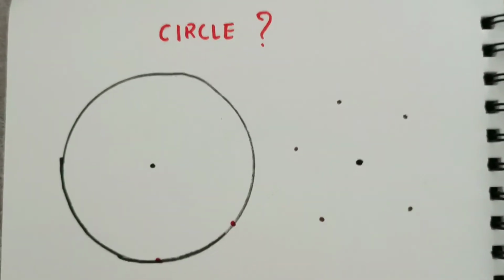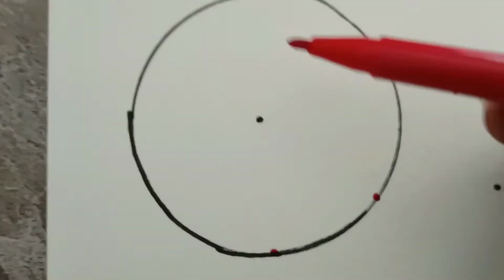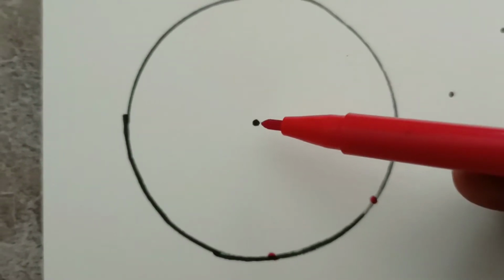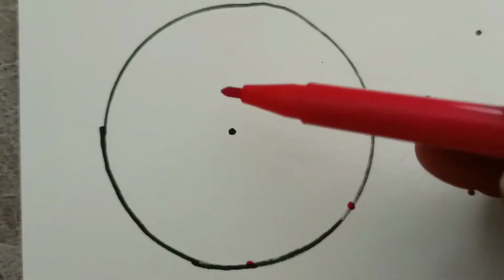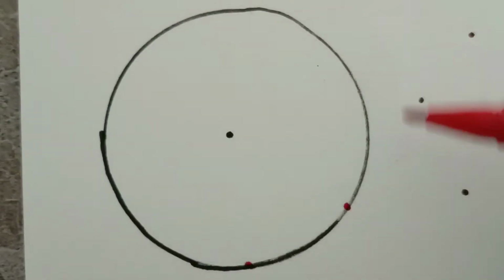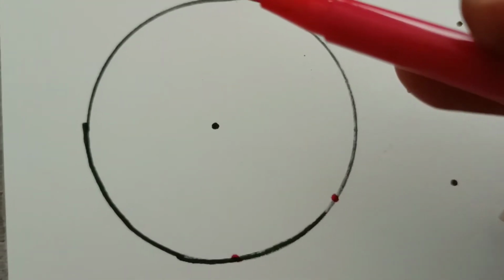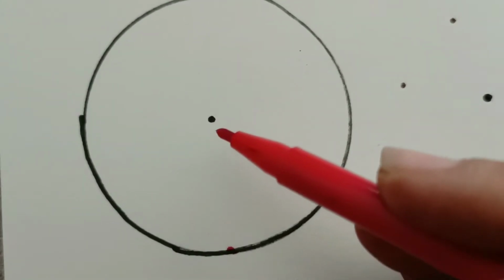Hello everyone, in this video we are going to learn what is a circle. As you can see, this point and this boundary. This point is known as the center of the circle, and this region is known as the boundary of the circle.